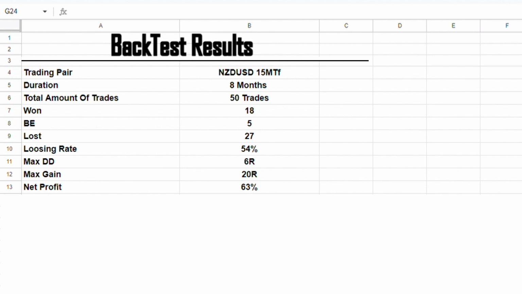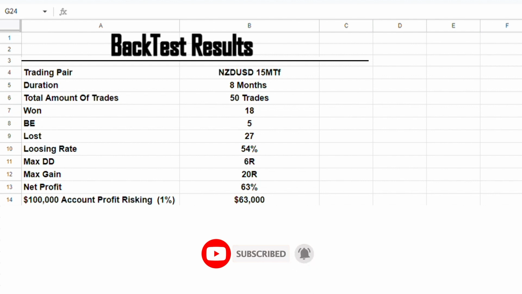With a 100k funding, you've just made 63,000 in 8 months, which is a substantial amount of money to be made, and 63% in 8 months isn't even the full year.